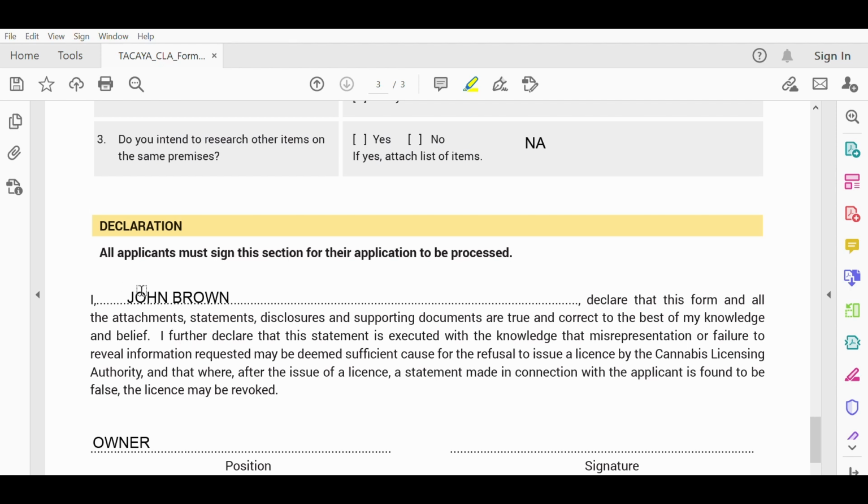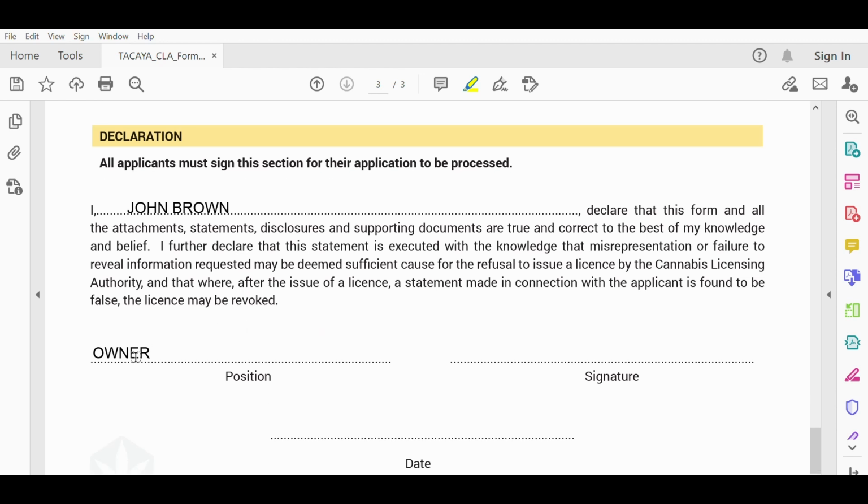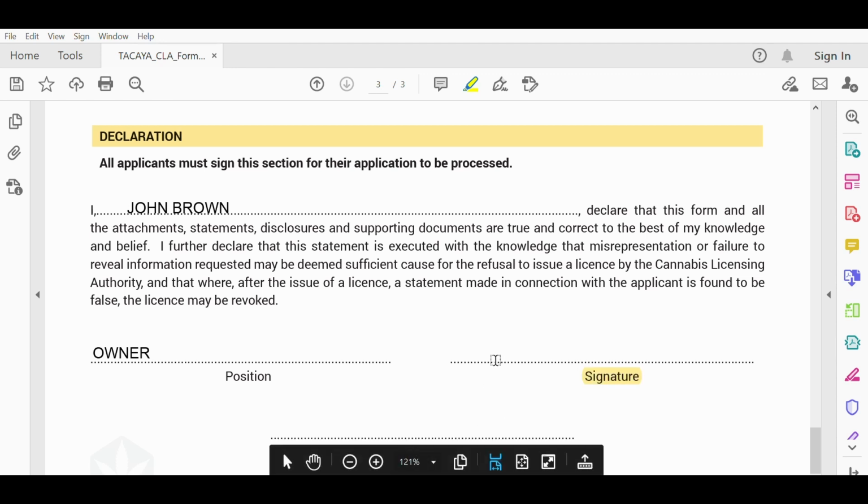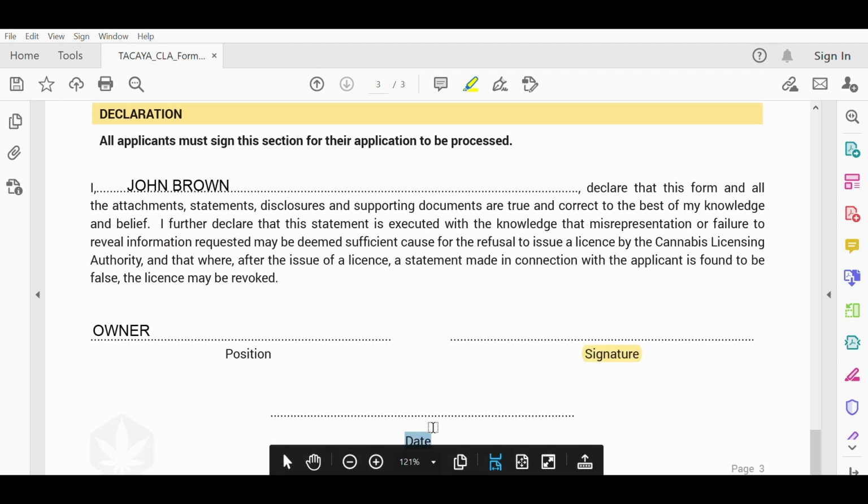So here you just want to enter your name, and then you want to enter your position. In this case, you're the owner. Then you want to sign and then just date the application, and that's it.